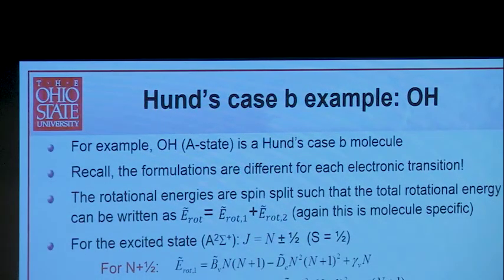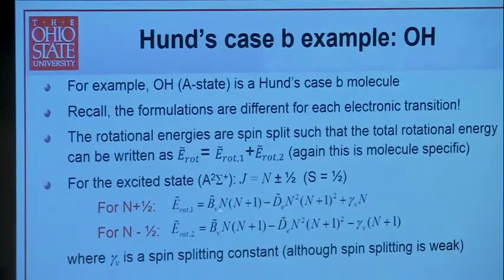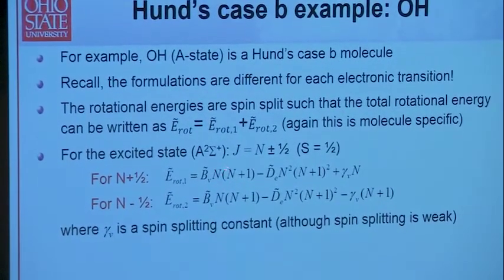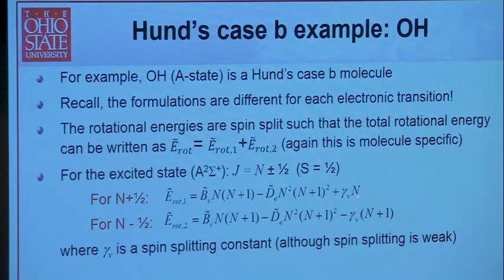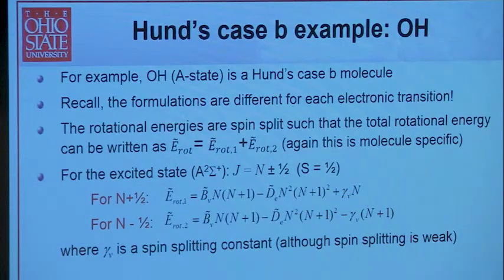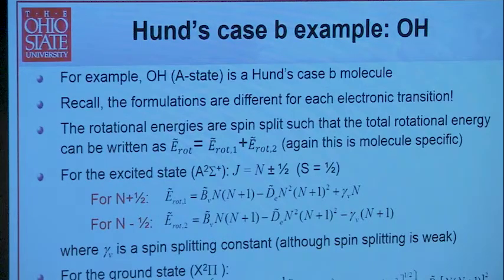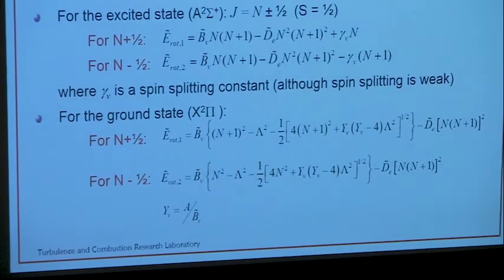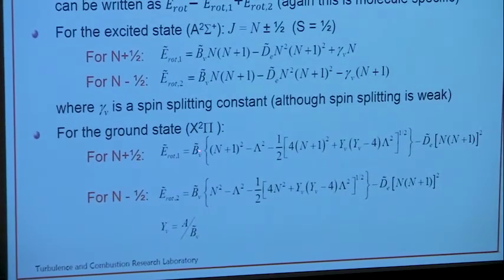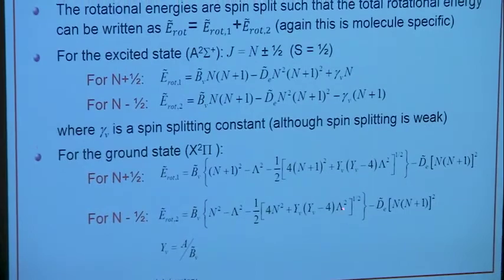And again, you can go through and write all of this. This looks very similar to what we've seen, but instead of writing J, N is the appropriate quantum number to write here. We have B, we have our distortion version. And then because we have spin splitting, we have a spin splitting constant. So we actually have to write another correction factor. That's the excited state. For the ground state, it looks even different. The ground state has even more terms, and it depends on how it's coupled. So do this for case B.